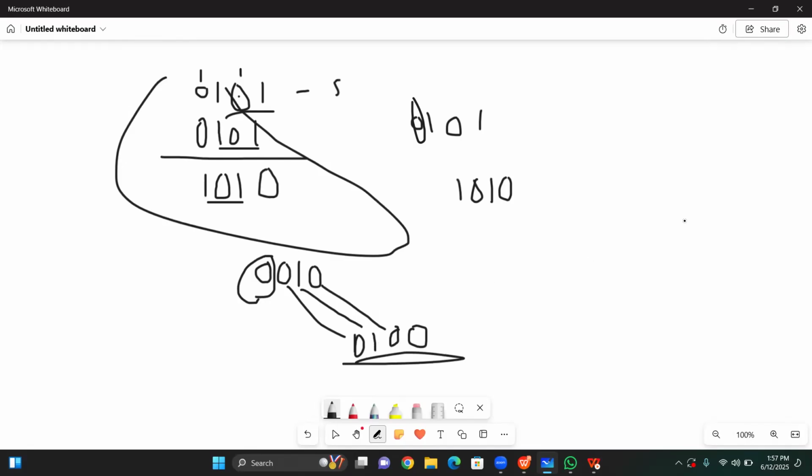So if I want to try something like 3, the binary representation for 3 is 0, 1, 1. So this is the binary representation of 3 in 4 bits. So if I want to do 3 plus 3, I don't have to do all these things I did here. I will just have to shift the bit.